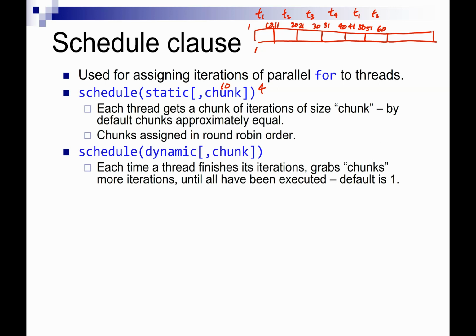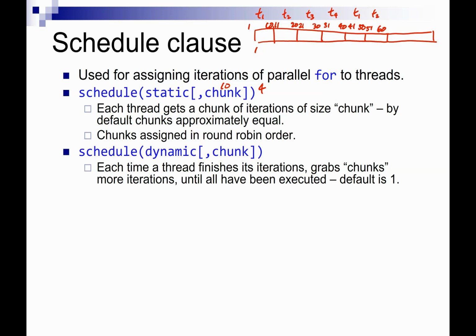So there's also this dynamic schedule, which also has an optional chunk parameter. Here, for the static schedule, you assign all of the iterations at the beginning. As soon as you start the for loop, you know exactly which threads are assigned which iterations. That's why it's called static, because it's assigned at the very beginning.